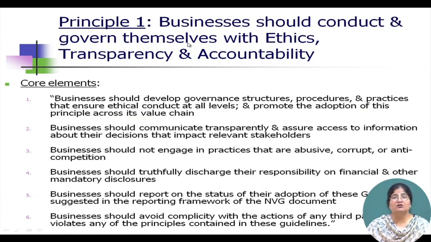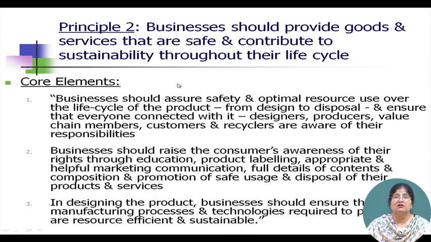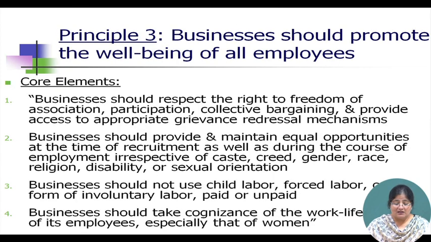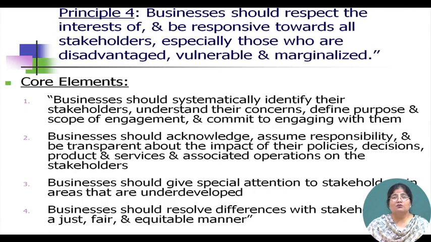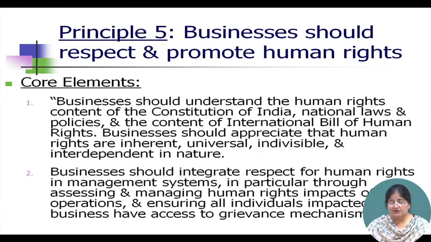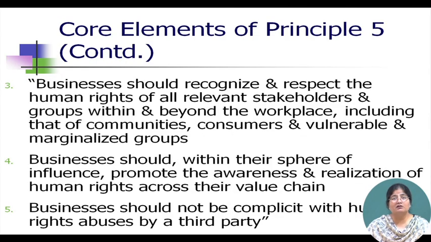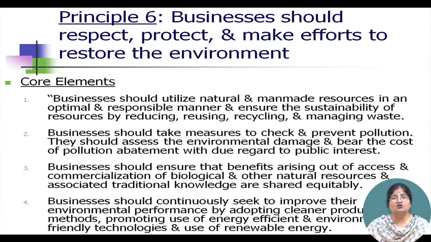Principle 1 is businesses should conduct and govern themselves with ethics, transparency and accountability. Core elements were given to you. Principle 2 was businesses should provide goods and services that are safe and contribute to sustainability through their life cycle. Then principle 3 was businesses should promote the well-being of all employees. Principle 4 was businesses should respect the interests of and be responsive towards all stakeholders, especially those who are disadvantaged, vulnerable and marginalized. Principle 5 was businesses should respect and promote human rights. Principle 6 was businesses should respect, protect and make efforts to restore the environment.